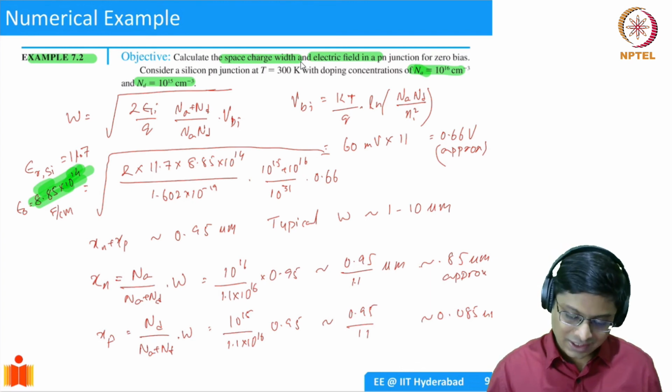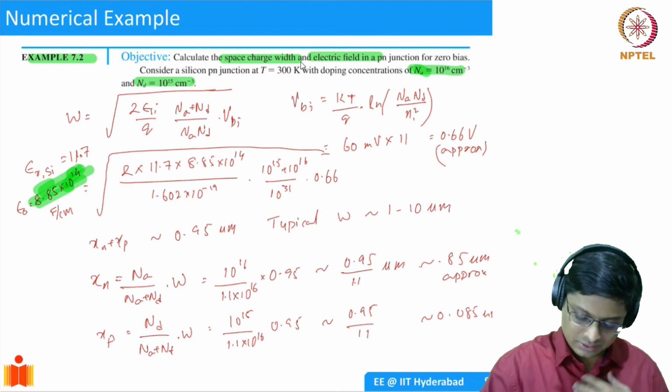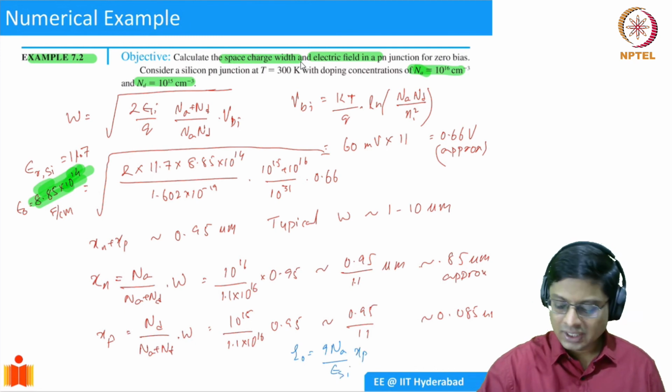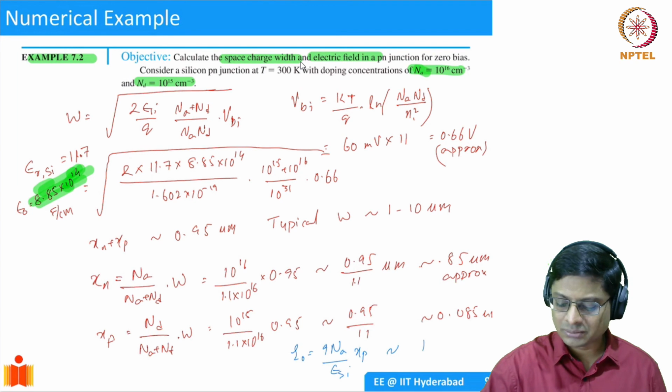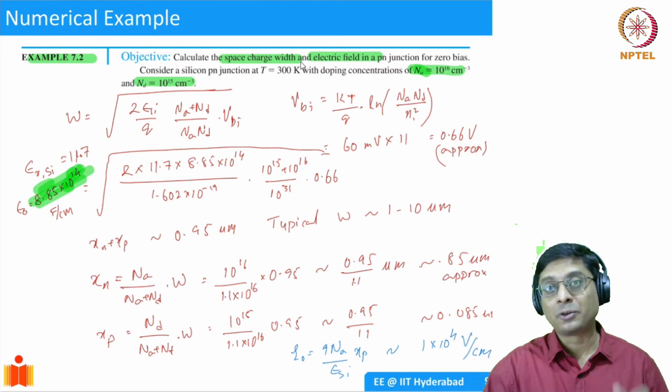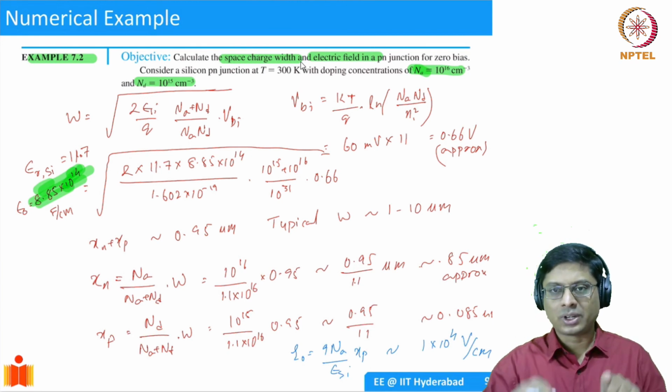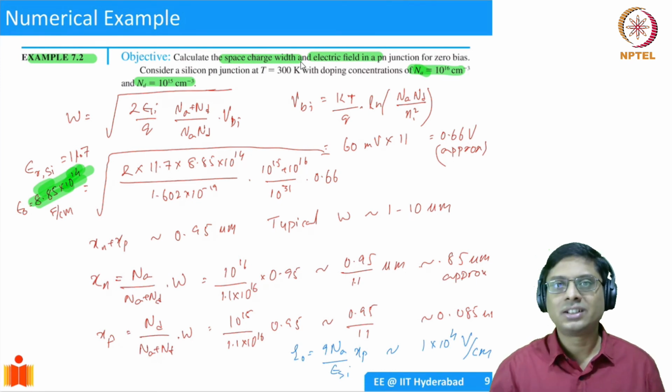And well, I didn't calculate what is E naught. E naught, the electric field peak, is simply going to be Na divided by epsilon silicon into xp. And you will see that this is going to be in the range of some 1 into 10^4 volts per centimeter. 10^4 volt per centimeter is actually a substantial amount of electric field. It's not a small electric field. Because it's only confined to this 1 micron region, right? Almost 1 micron region. Even 1 volt is going to give you a large field in the depletion region.